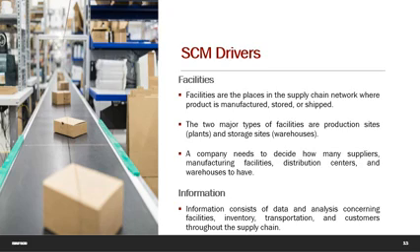Facilities are the places in the supply chain network where products are manufactured, stored, or transshipped. The two major types of facilities are production sites or plants and the storage sites or warehouses. Whatever the function of these facilities, decisions regarding locations, capacity, and flexibility of facilities have a significant impact on the supply chain performance.